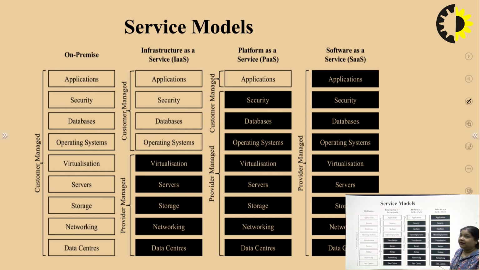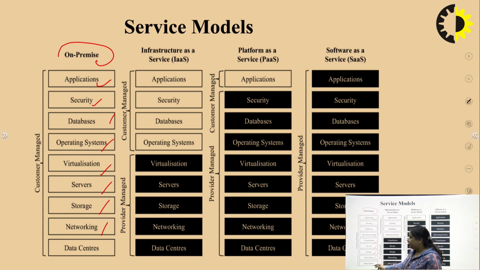Now this is a service model. On premise, if we have the on premise model, that is called customer managed. In this, all types of services, meaning applications, security considerations, databases, operating system, virtualization, server storage, networking and data centers, are all managed only by the customer.